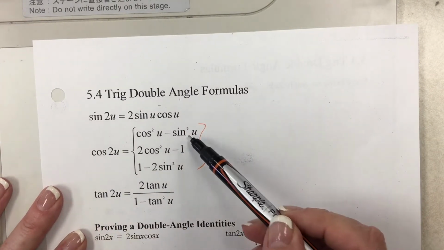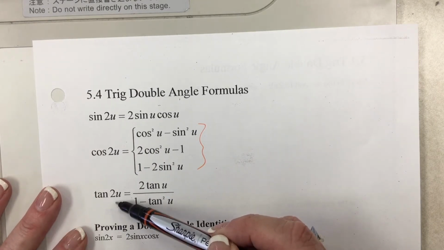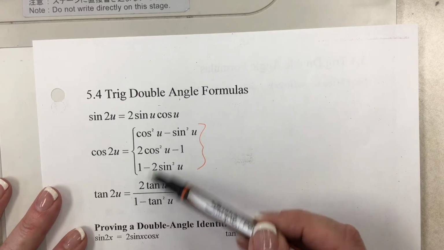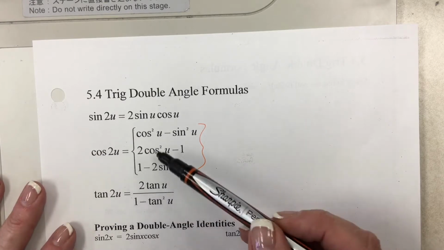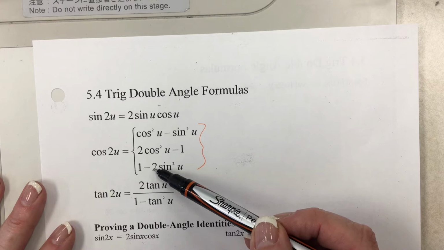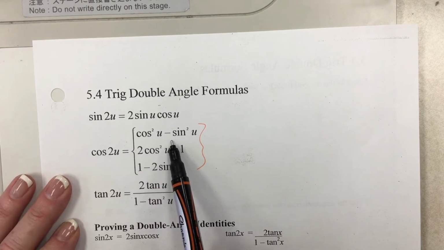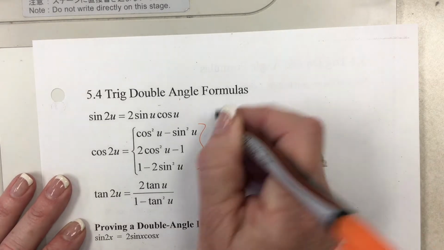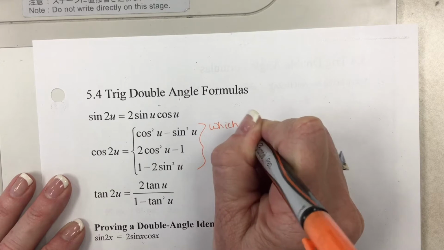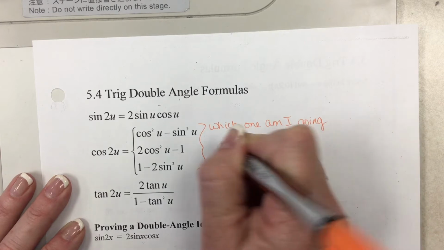Because with cosine, we have three choices. With sine and tangent, we have only one choice, but with cosine, we have three choices. As we go through our work today, you're going to see how we can discern which of these formulas best fits the equation we're trying to solve. This first one has both cosine and sine in it. The second one is strictly cosine, and the third one is strictly sine. So on cosine, you have to say, which one am I going to choose?